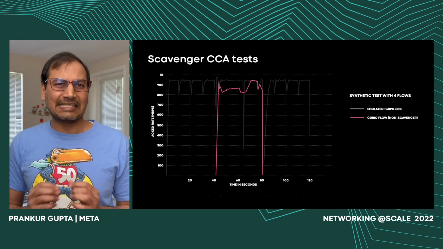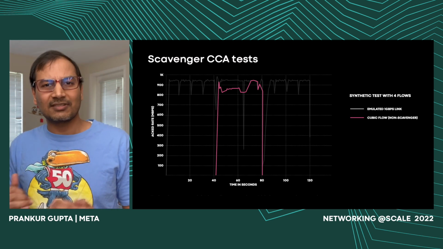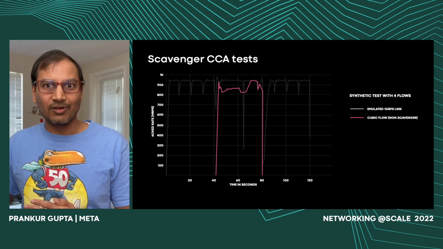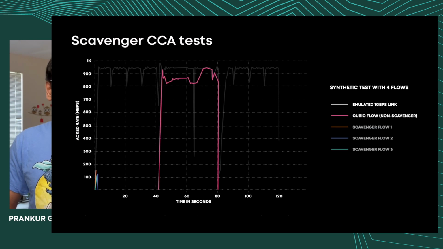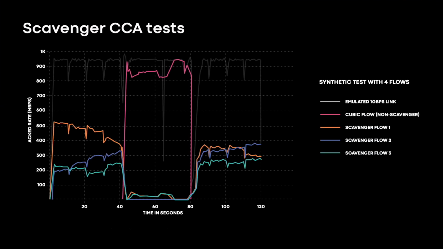What if we had some scavenger flows running alongside the Cubic flow for the whole duration? Let's see how they behave. As you can see, for the first 40 seconds, we only had scavenger flows, and they are using their fair share of the available bandwidth.